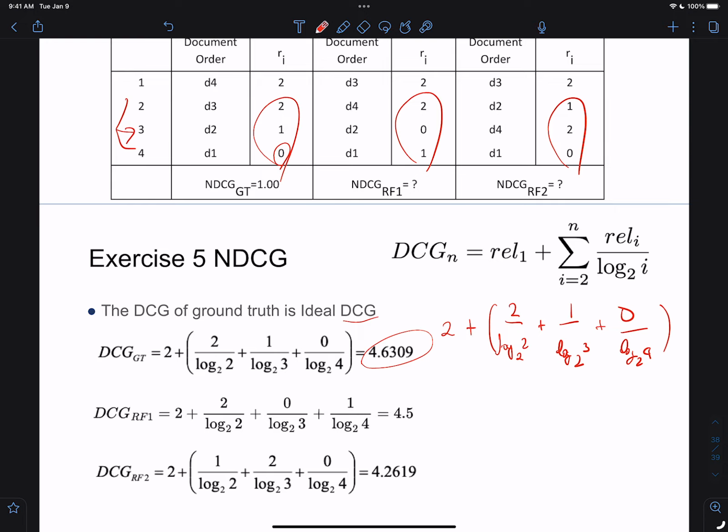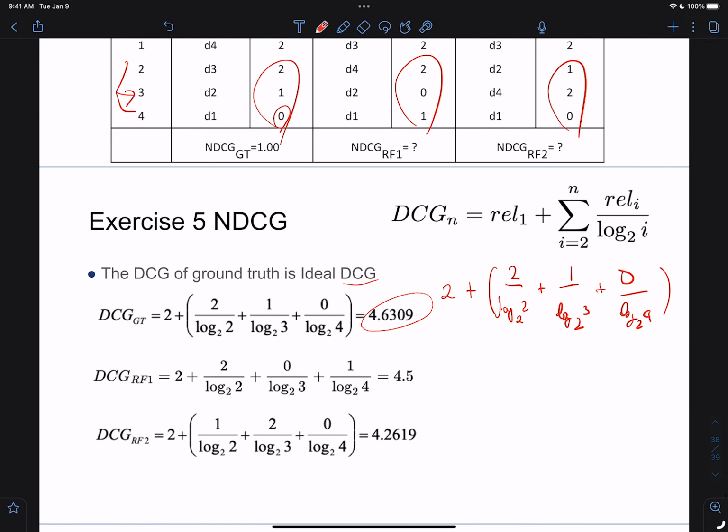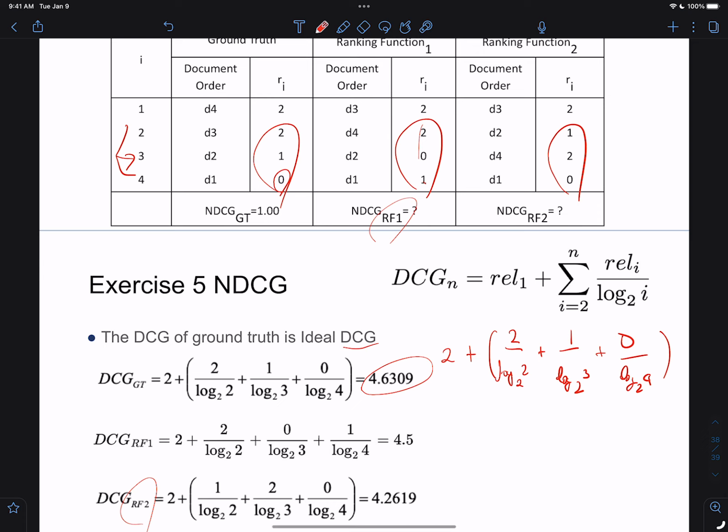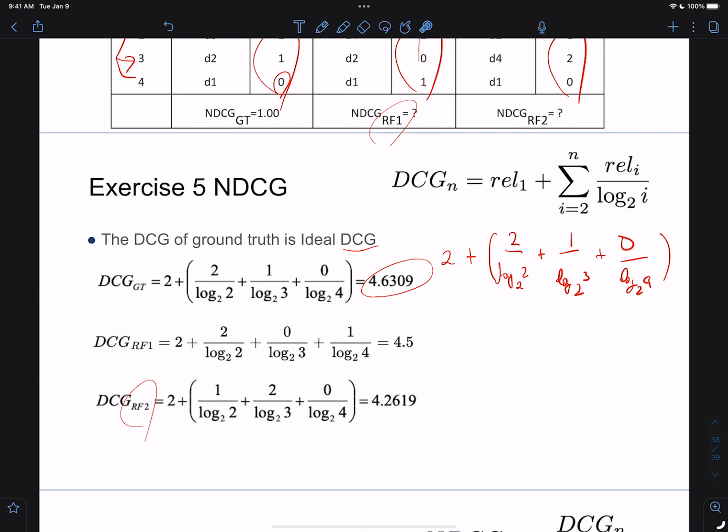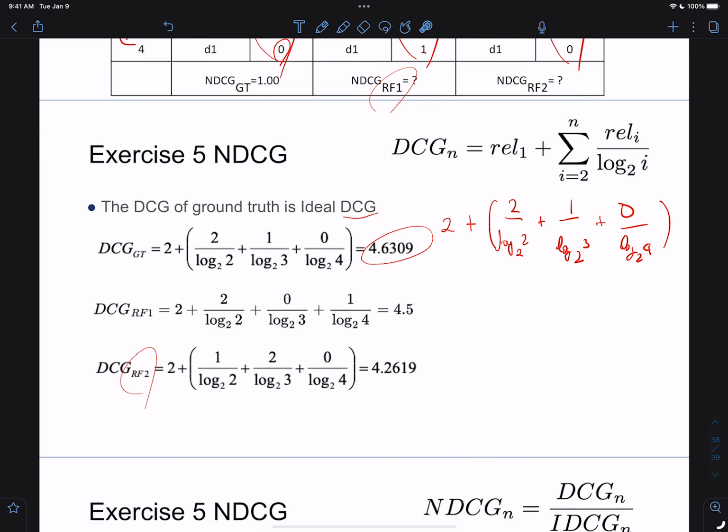And that'll give you 4.6309. And then since we want the normalized discounted gain, we're going to have to calculate the discounted cumulative gain for RF1 and RF2. And then you follow the same pattern. You input these values given the position that they have. So you have 2 plus 2 over log base 2 of 2, 0, and 1, and then here you have the rankings of 3 and 4, so that gives you 4.5, sorry. And then you repeat that for RF2, and that gives 4.619.